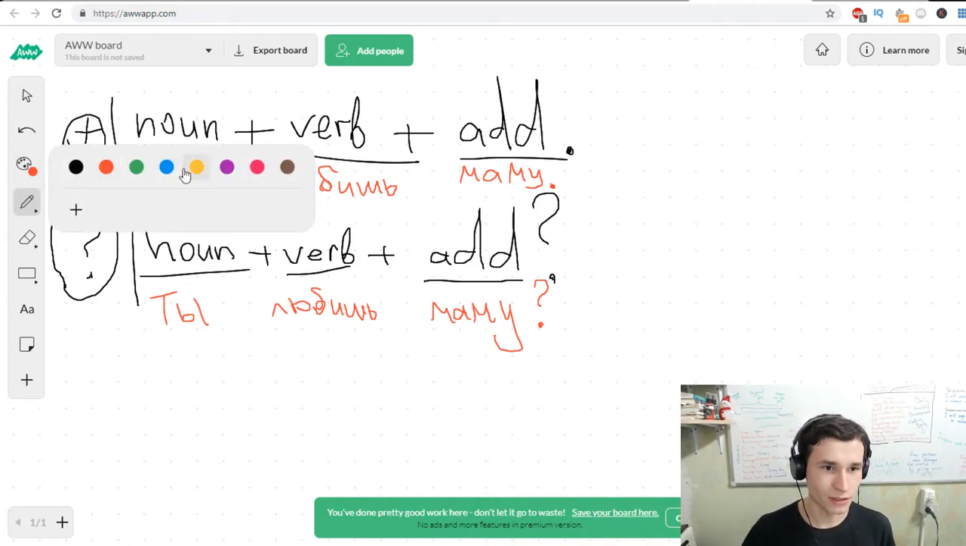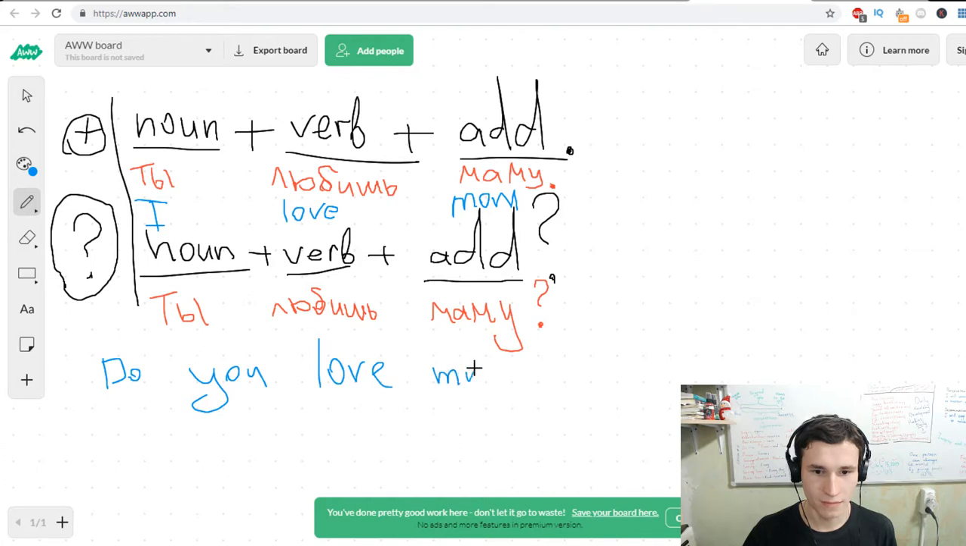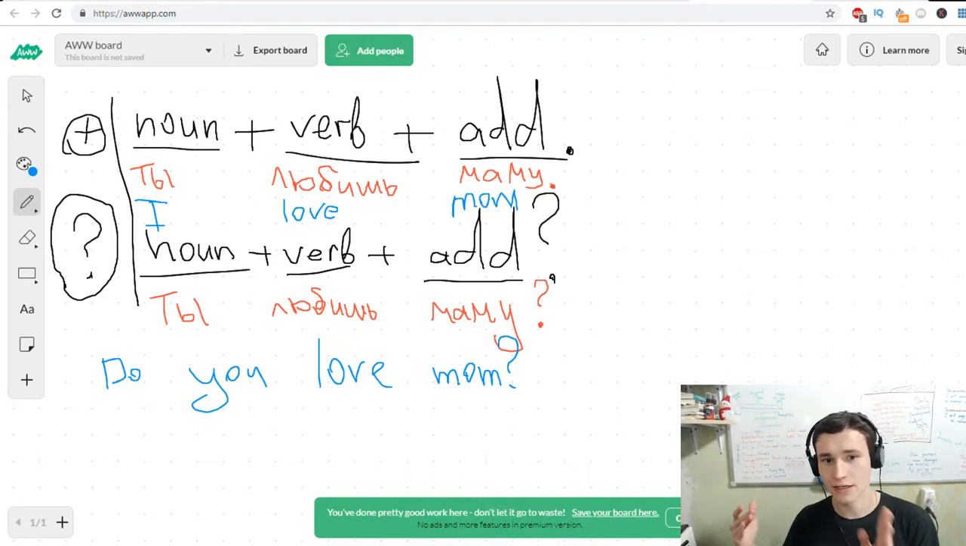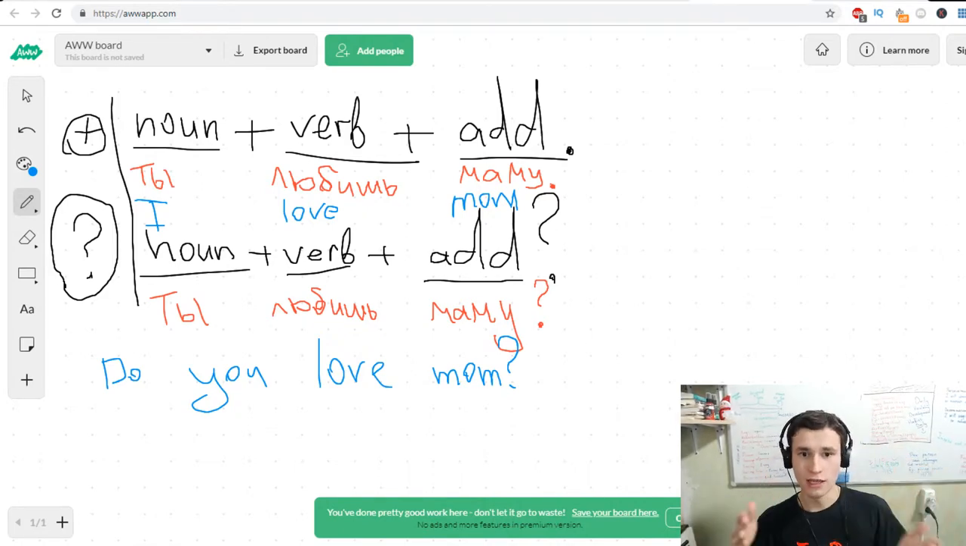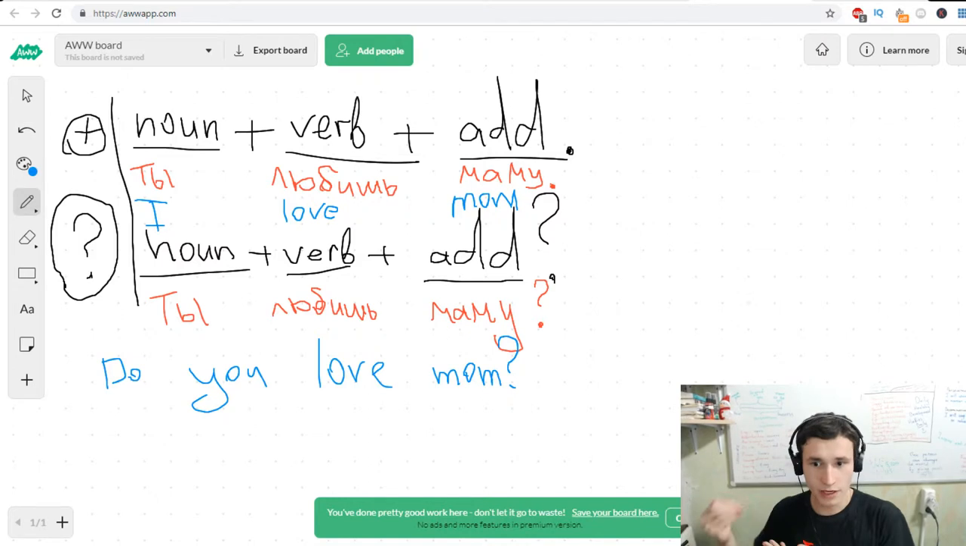But in English it will be: I love mom, yes, and do you love mom? In Russian, it's simpler than you can imagine, yes? In English, I love mom. And for asking a question, you need some question words plus. Do you love mom? No. In Russian, only a question mark and that's all. Super. Understand? I think you understand.